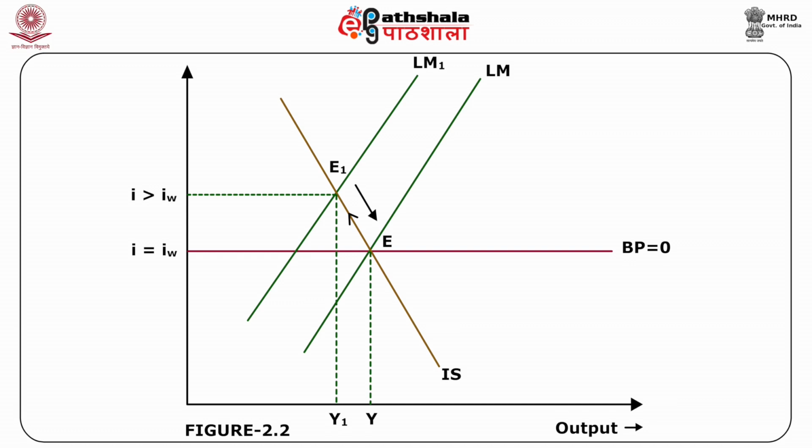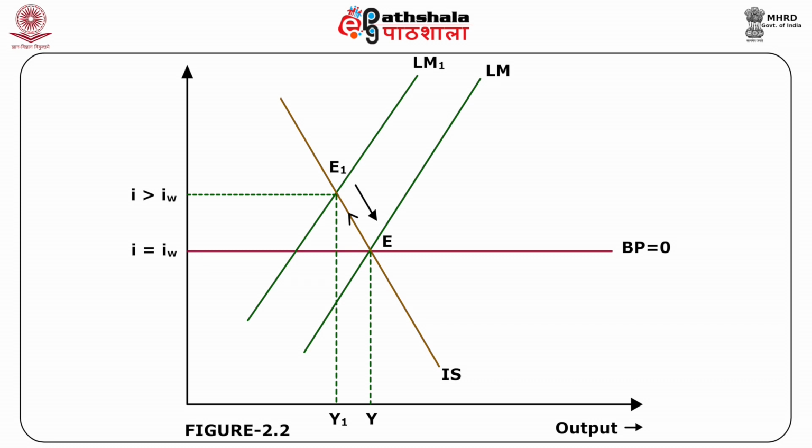At E1, the domestic rate of interest is higher than the world rate, so there will be capital inflow. This will further create pressures for appreciation of the domestic currency. But since the economy is under a fixed exchange rate regime, the central bank will intervene and buy foreign exchange, leading to an increase in domestic money supply.